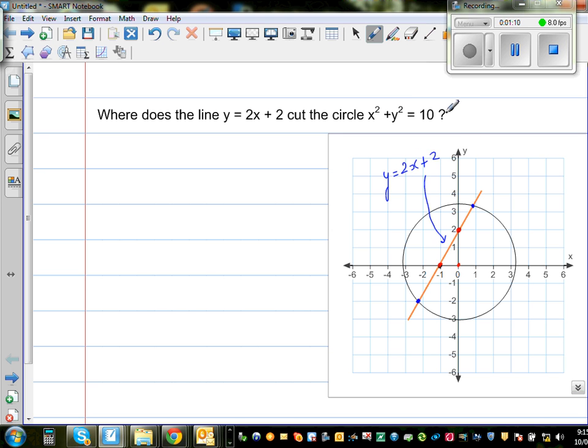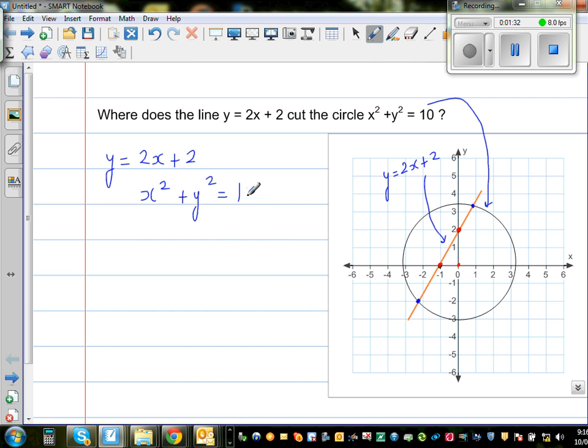cut this circle? This is the equation of the circle. So let's write the equation again. Y is equal to 2x plus 2 is the equation of the line, and the equation of the circle is x squared plus y squared is equal to 10.